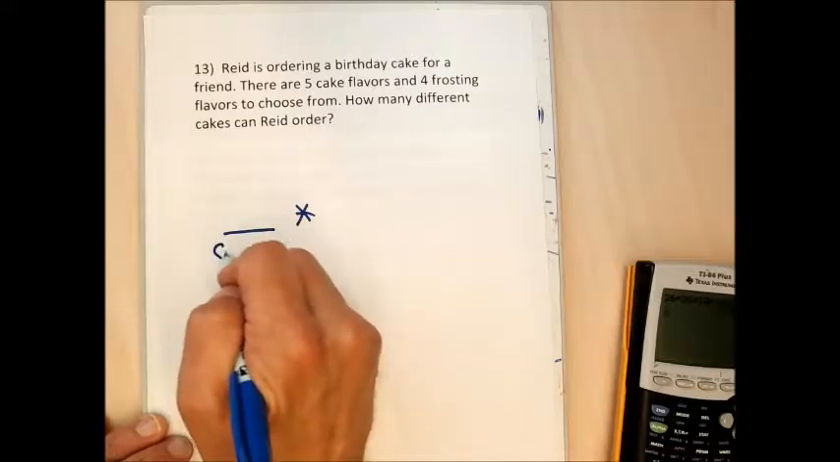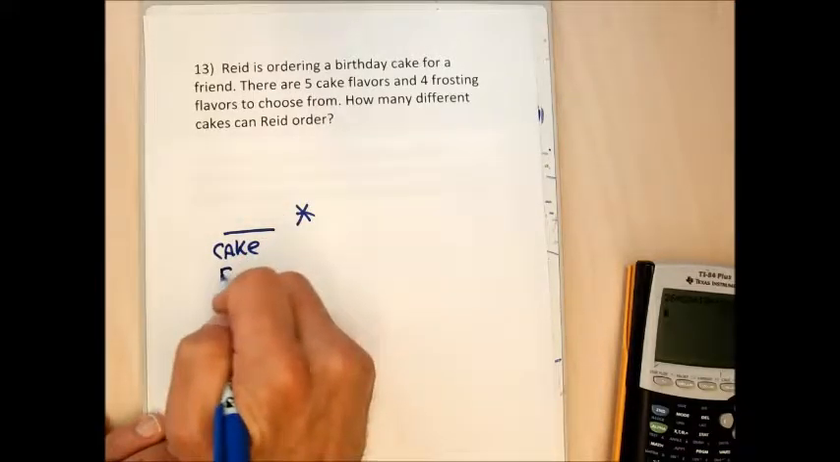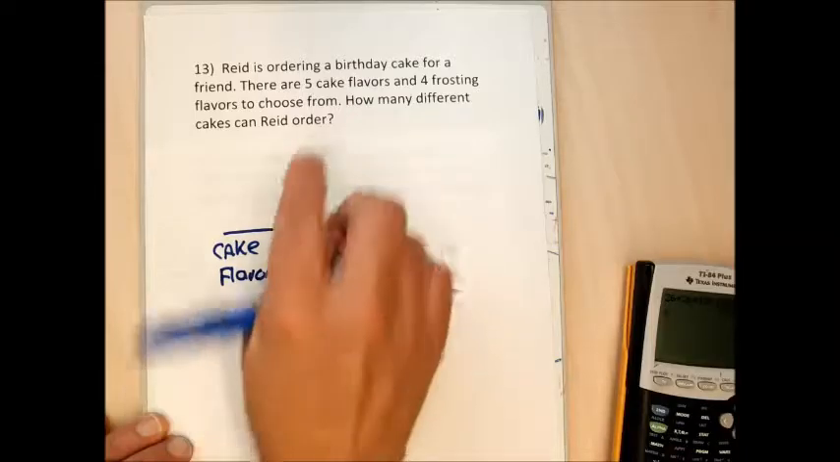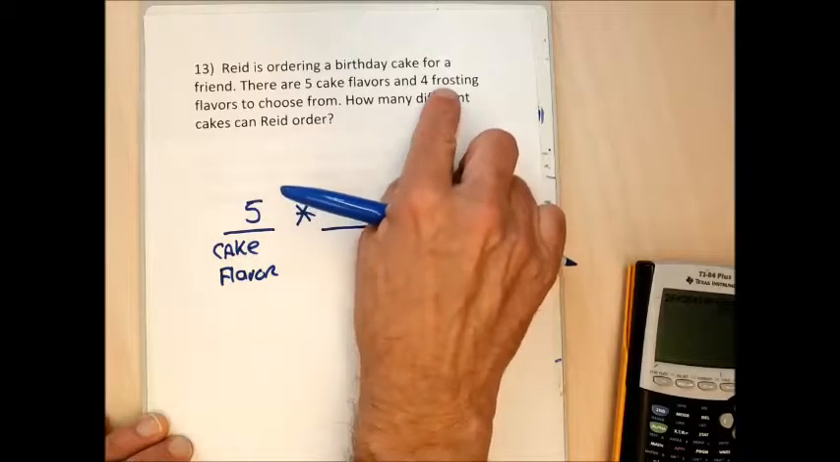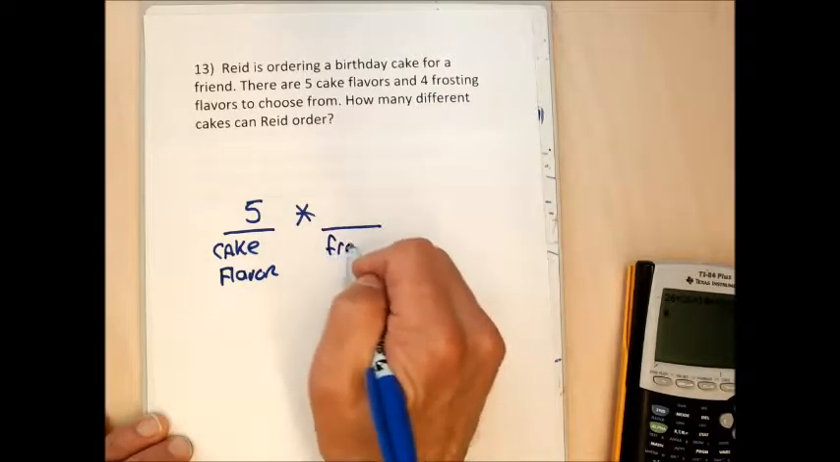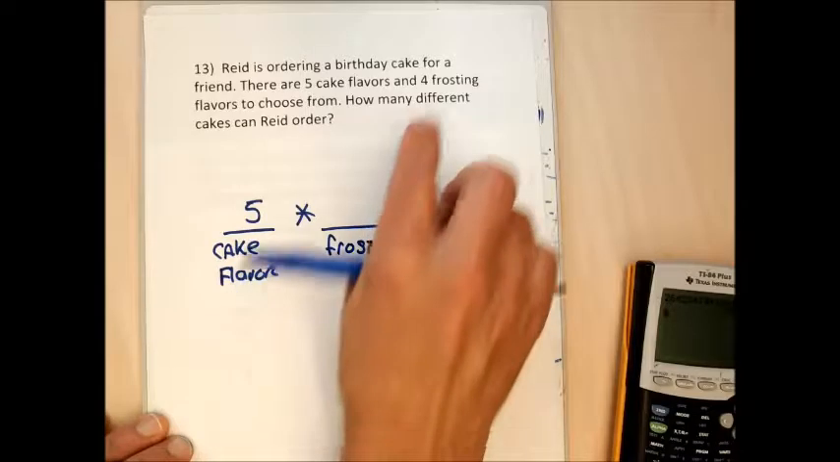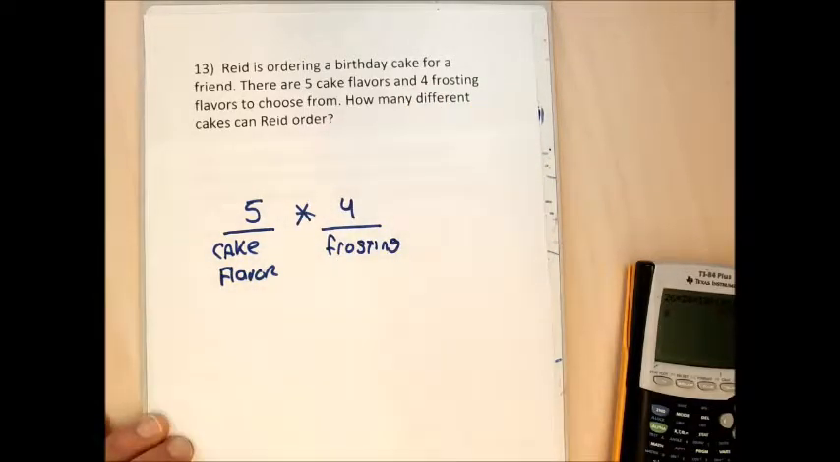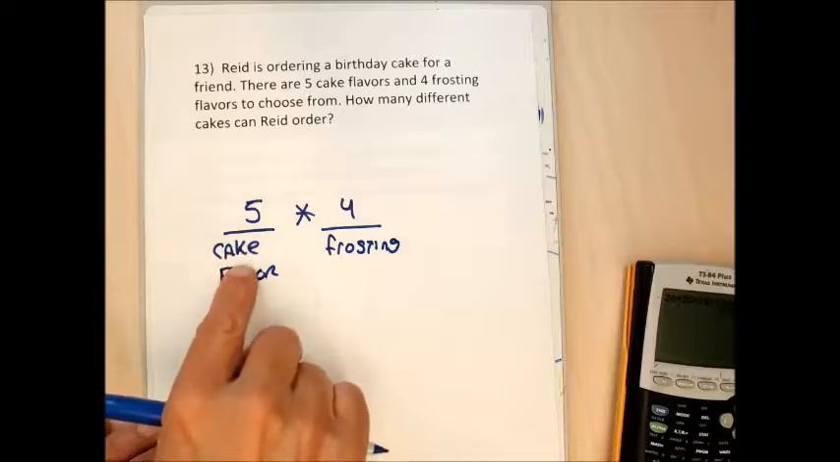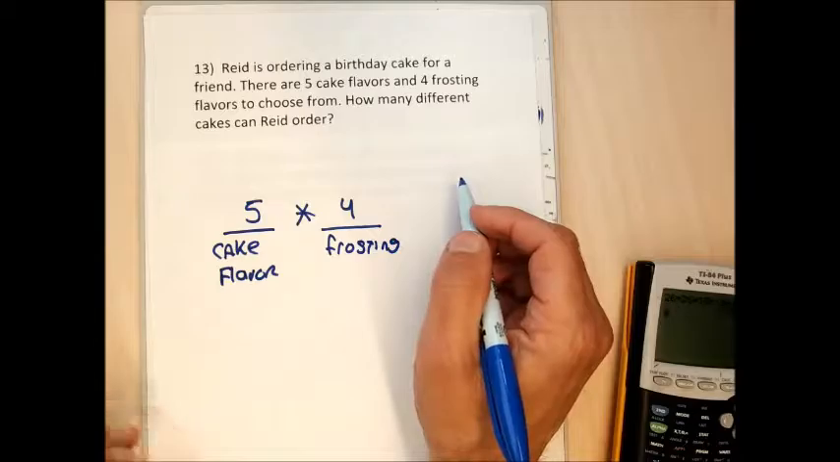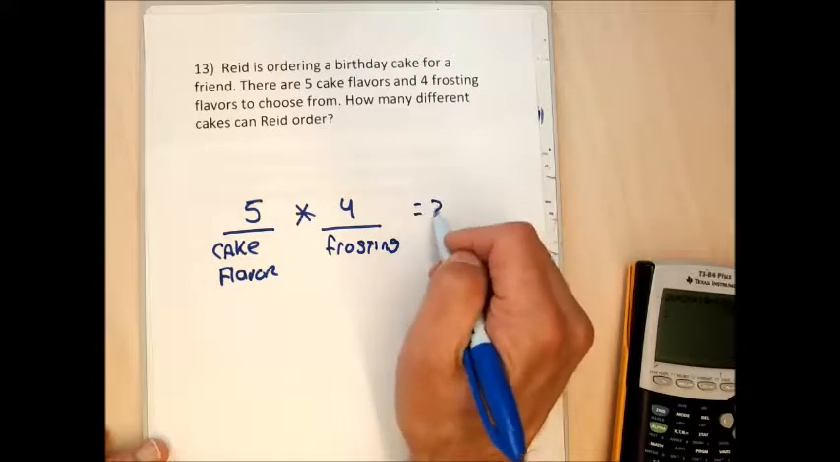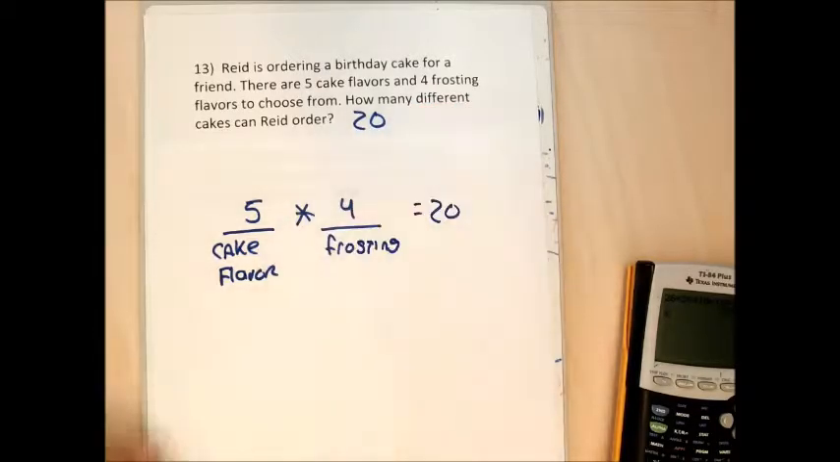Experiment 1 is going to be selecting a cake flavor. And the number of outcomes from experiment 1 is 5. He can select any of the 5 cake flavors. Experiment 2 is selecting a frosting flavor. And there's 4 different outcomes for experiment 2. How many outcomes are there for doing experiment 1, picking a cake flavor, times experiment 2, picking a frosting flavor? That's like getting a white cake with strawberry frosting or a chocolate cake with chocolate frosting. There's going to be 20 different outcomes, or 20 different birthday cakes that are possible.